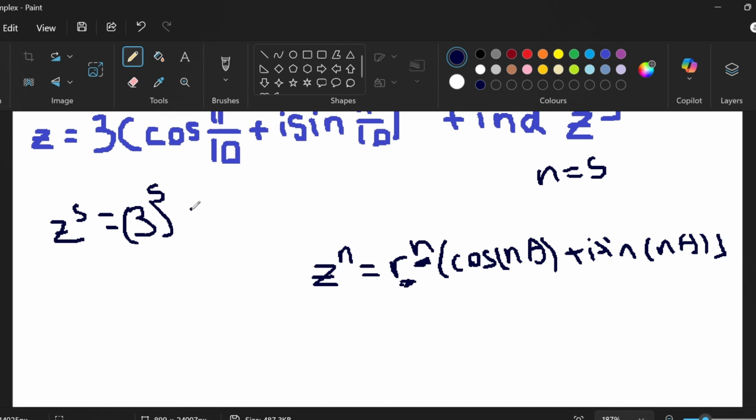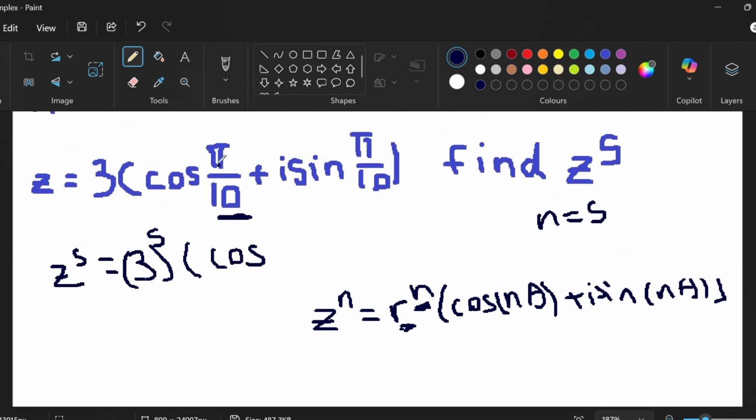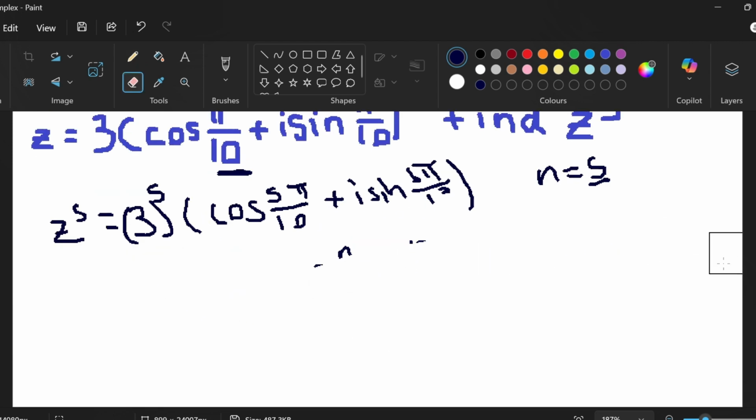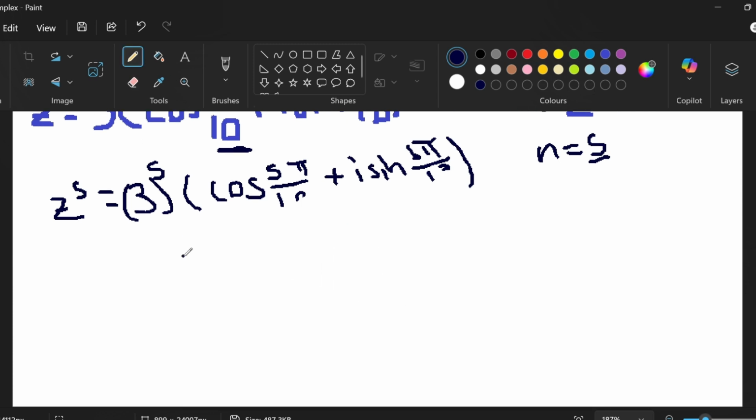So I have 3 to the power of 5 times cos n theta. So here theta is pi over 10 and n is 5. So I'm going to have 5 pi over 10, that's just 5 times pi over 10, plus I sine 5 pi over 10. And now I can simplify this. So maybe I'll actually just make some space here.